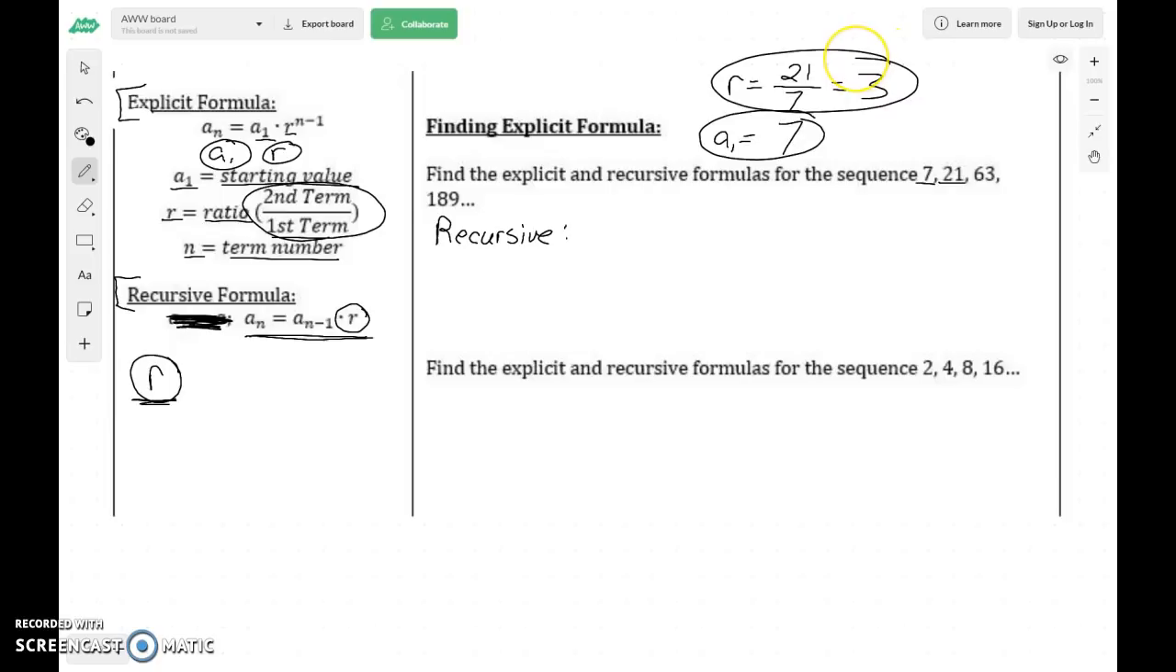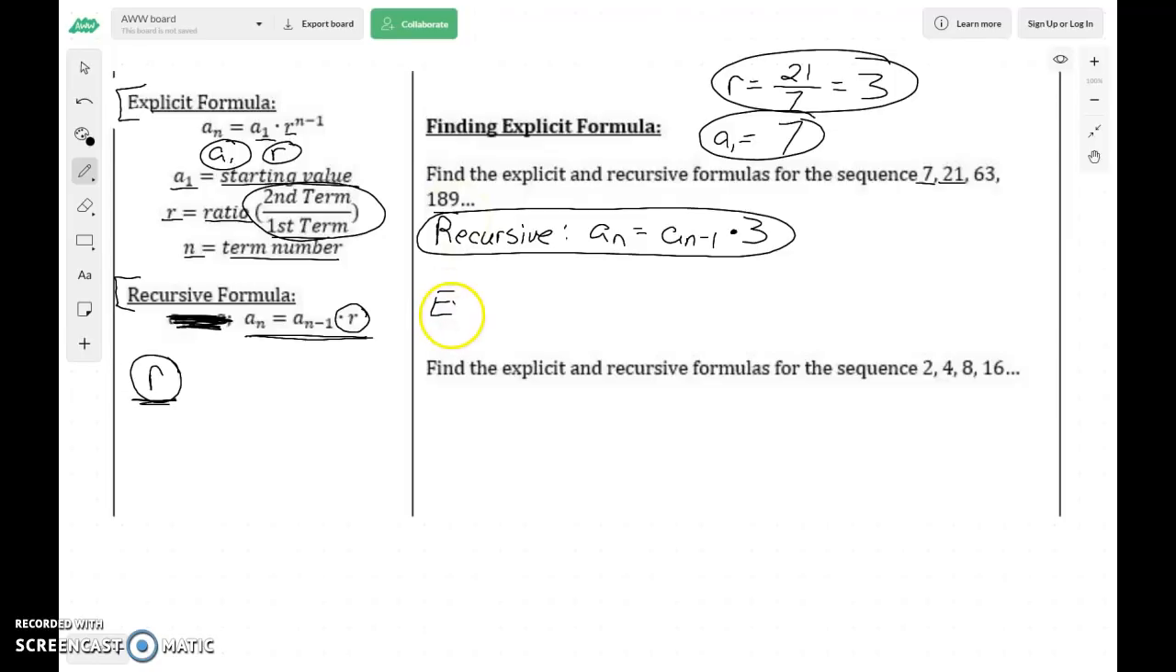So those two things are really easy to find. All we need to do is just set it up, figure out those two things. So with the recursive formula, we're going to use the exact same lingo, exact same formula. The only difference is the R. So here it's going to be a sub n. So we're going to write down a sub n is equal to a sub n minus 1, and then that's going to be times R. So R here is going to be 3. So we're going to write times 3. So that takes care of the recursive formula. That's all there is to working it out.